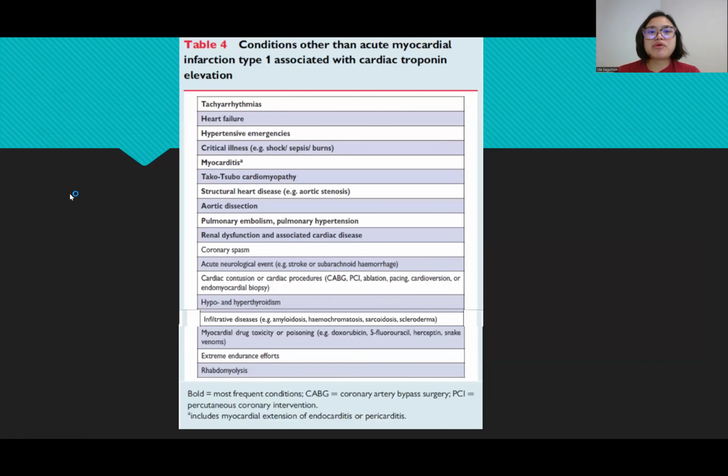This table shows that there are other conditions apart from acute MI that can cause a cardiac troponin rise or elevation. We've got things like heart failure, shock, sepsis, burns, myocarditis, and hypertensive emergencies. So if the troponin is negative, these are the things that we could explore.